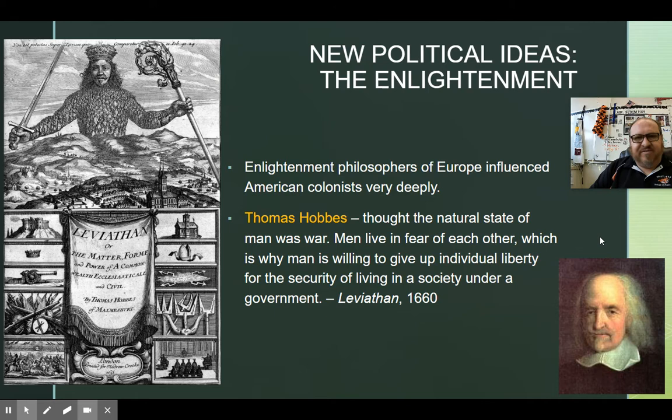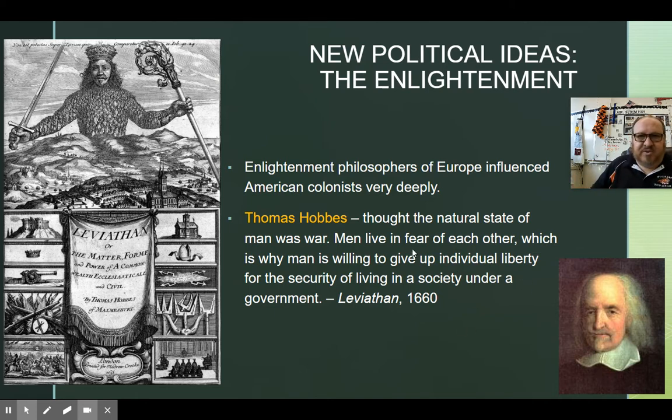And because of that fear, that's why people, men in particular, and yes, he specifically refers to men, okay? That's actually who they meant back then: men, not humans, not mankind, not people, men. Men were the only ones who had any political rights back then. So he said that that's why men were willing to give up individual liberty, freedom, for the security of living in a society under a government.